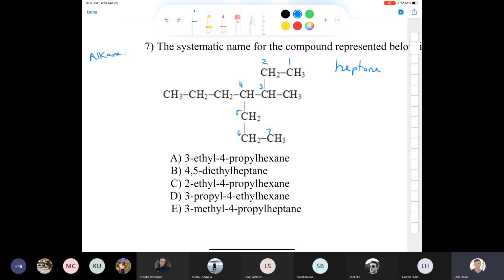Now, we've got 2 substituents on this heptane chain, don't we? The 7 carbon chain. We have a substituent at carbon 3, which is a methyl. So this is a 3-methyl. We also have a substituent over here. This is a 4-propyl, right? This is a propyl chain, 3 carbons in a row.